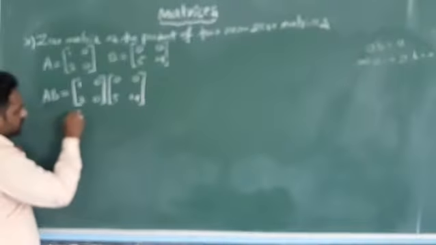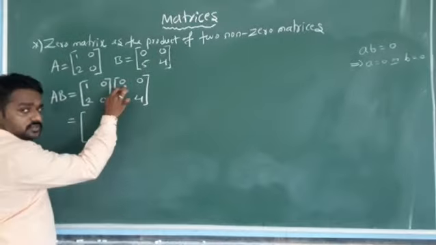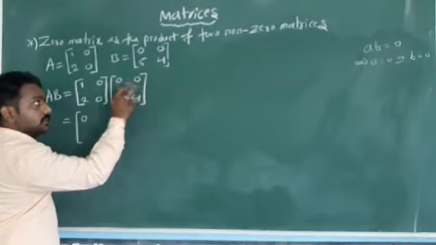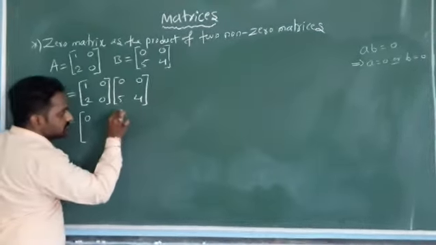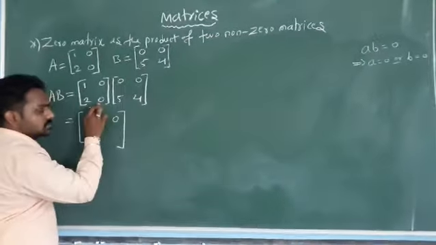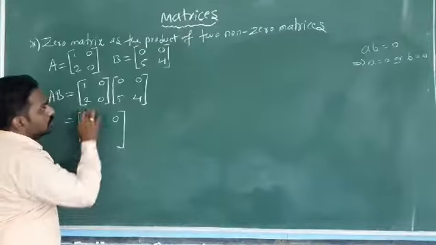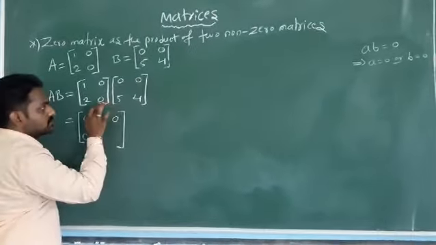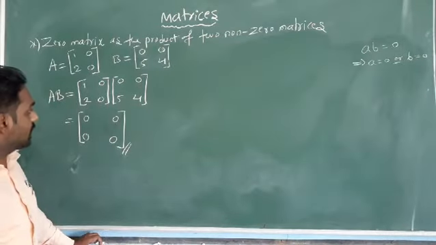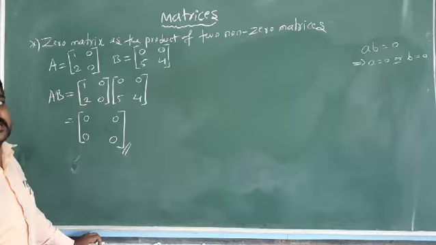So see the product, students. 1 into 0 plus 0 into 5, so you get 0. 1 into 0 plus 0 into 4, that is again 0. 2 into 0 is 0 plus 0 into 5, it is 0. 2 into 0 plus 0 into 4, it is 0, which is the zero matrix.